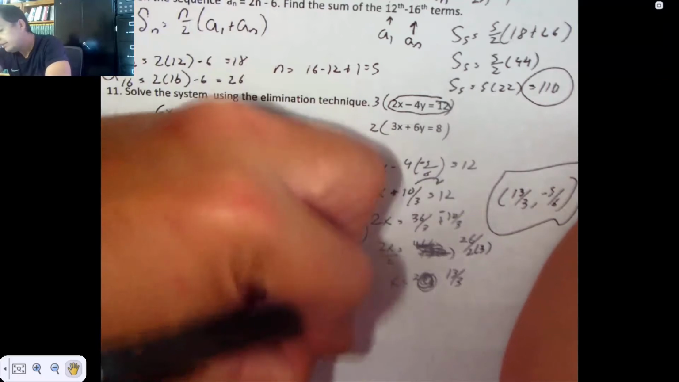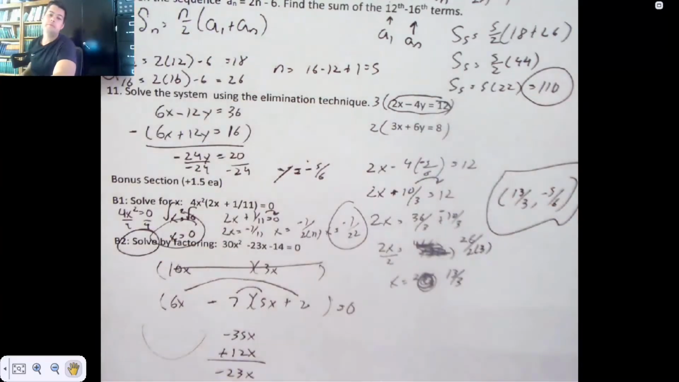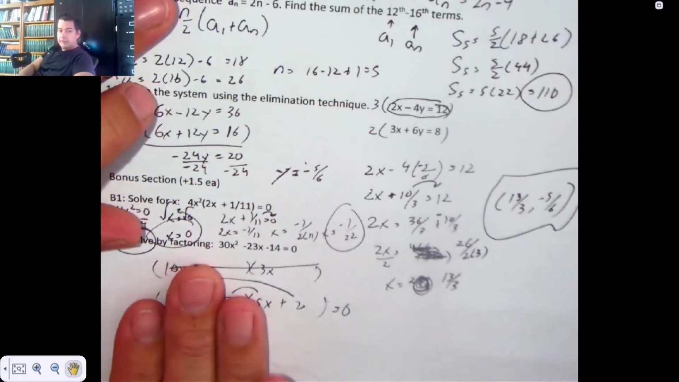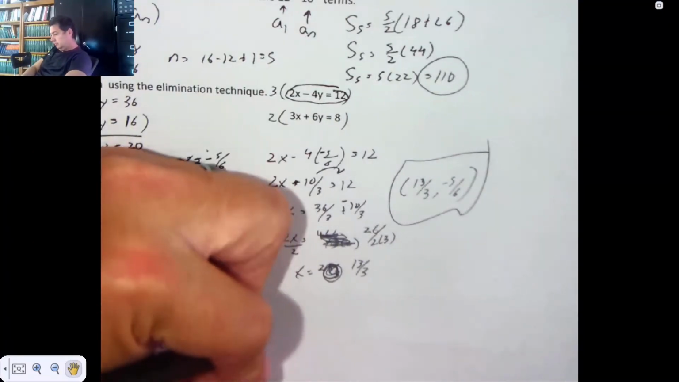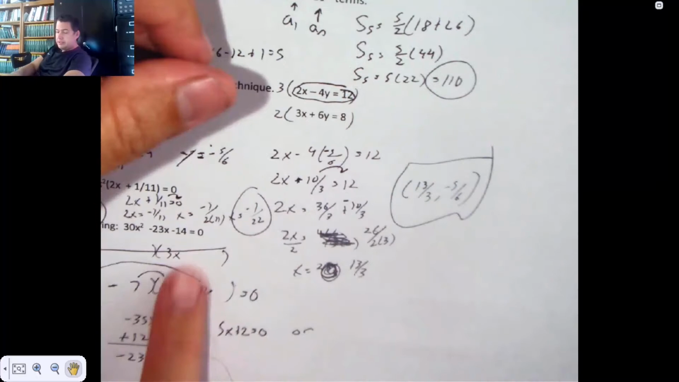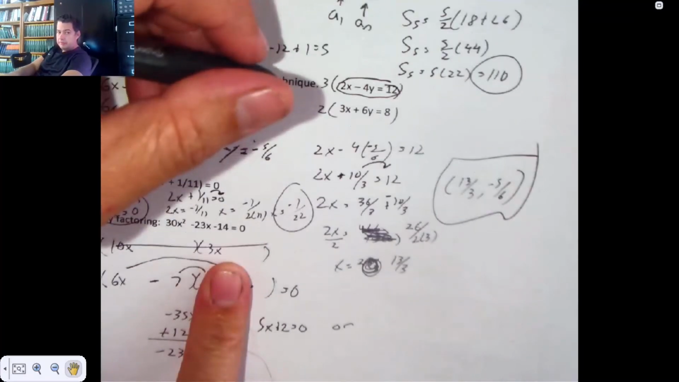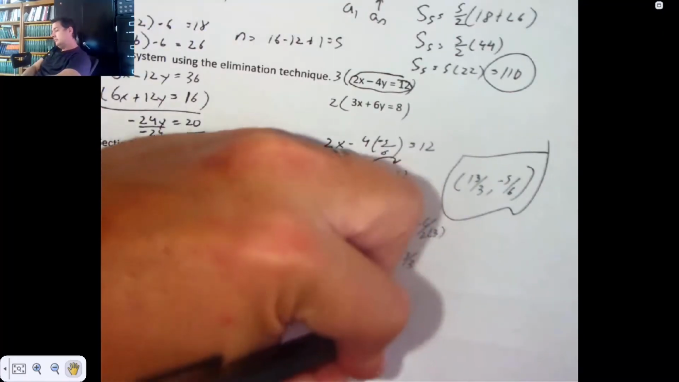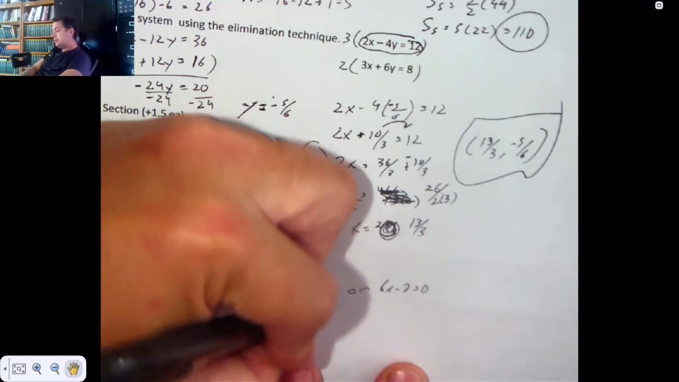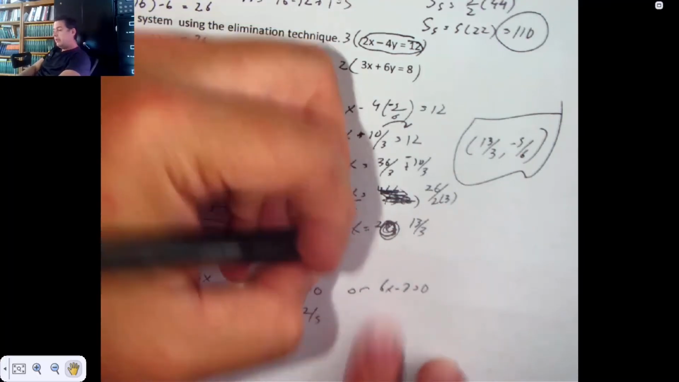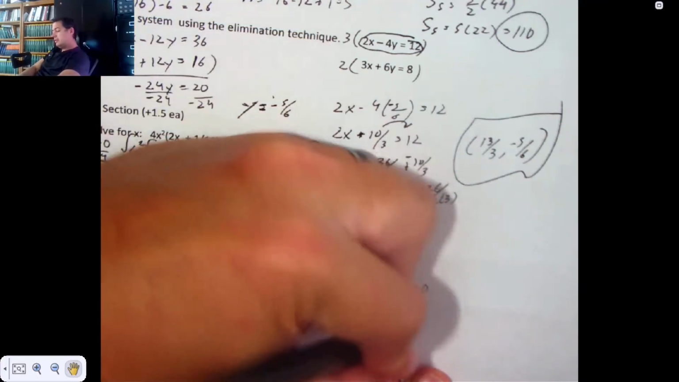All right, now it does say solve. So, still set equal to 0. Still got to use your cover-up technique. 5x plus 2 must equal 0. Or 6x minus 7 must equal 0. So those are two-step equations. You subtract 2, divide by 5, you got negative 2/5. You add 7, divide by 6, you get 7/6.